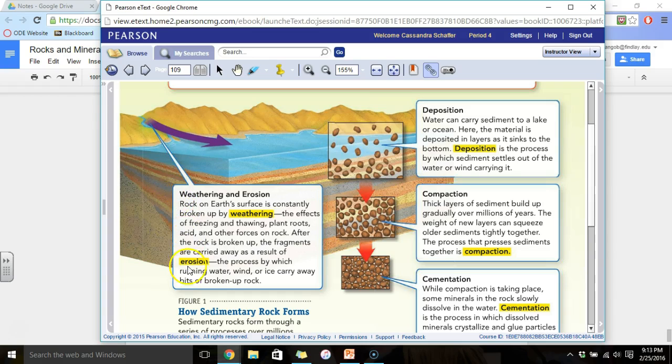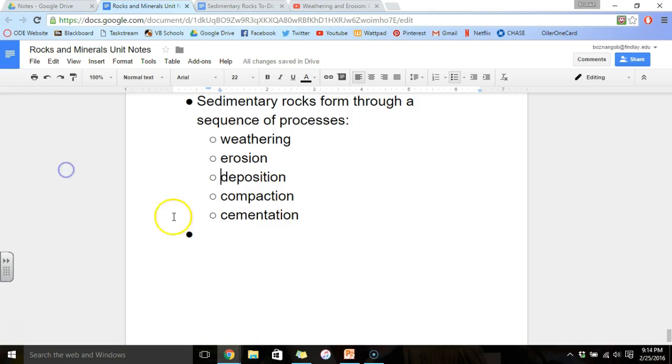So I'm just going to read what this says here about weathering and erosion. A rock on Earth's surface is consistently broken up by weathering, the effects of freezing and thawing, plant roots, acid, and other forces on rock. After the rock is broken up, the fragments are carried away as a result of erosion, the process by which running water, wind, or ice carry away bits of broken up rock. Okay, there's not a lot of information in there, but it's important stuff, so let's put it in our notes real quick.